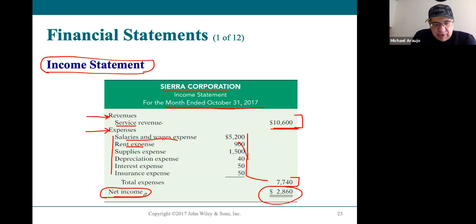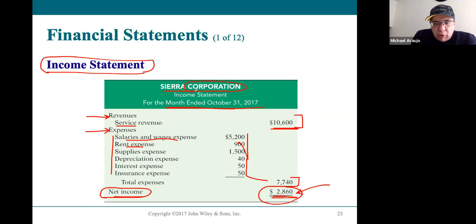So who owns the profit? So in this case, Sierra Corporation had a $2,860 profit this month for October. Whose profit is it? Well, it's the owner's profit. Who are the owners of a corporation?